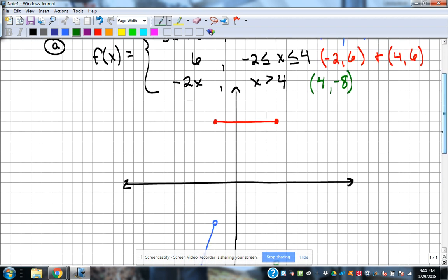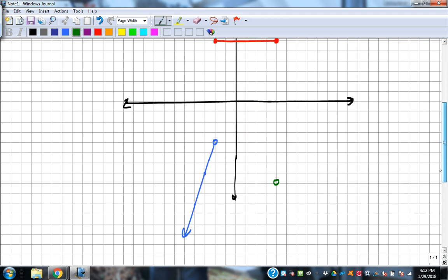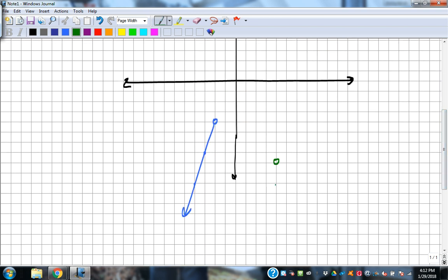I kind of gave it away. It's a linear equation because it's just got plain x in it, and it's got a slope of negative 2. So I can take from that point and count down 2, right 1, and get several points on that if I wanted to. I can get as many as I want to.